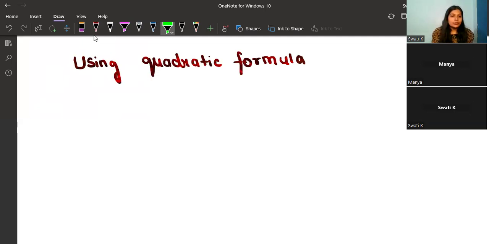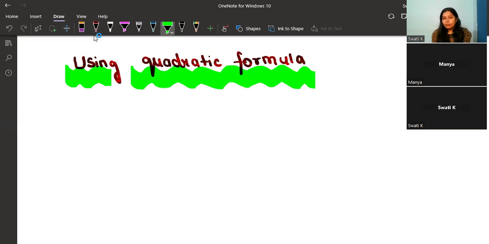If it is asking you to solve the quadratic equation using the quadratic formula, then you will not use middle term split. And the same the other way also. If it is asking to solve the quadratic equation using the middle term split, you will not solve using the quadratic formula. Remember, Manya, in both ways you'll be getting the same answer only. But it's very important that you read what the question is asking, right?